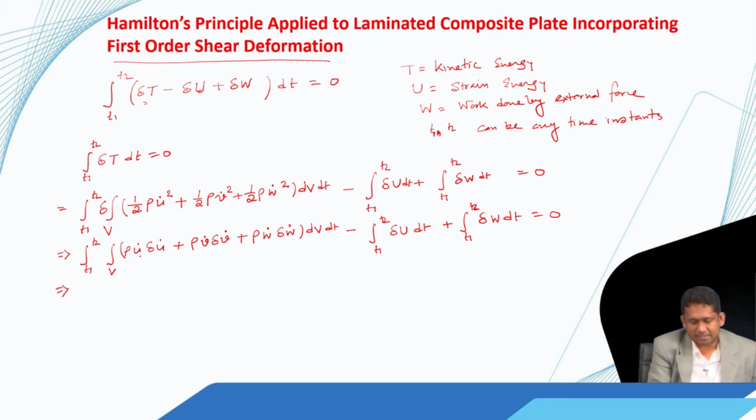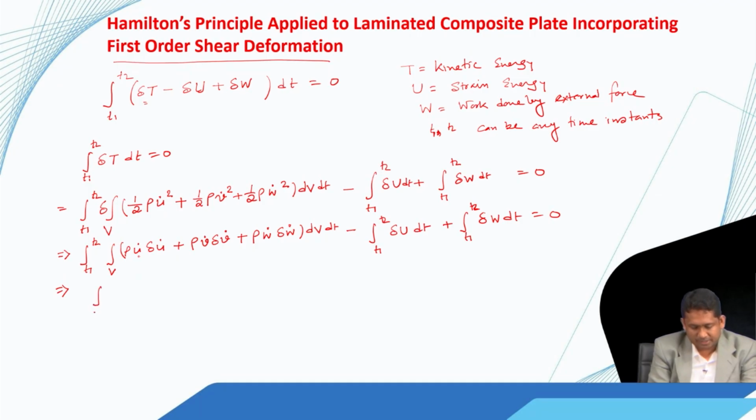Now, these differentiations here, U dot, V dot, W dot, are all time derivatives, and we have an integral over time. So, we can do integration by parts and shift the time derivative from the variational part to the actual variable part.